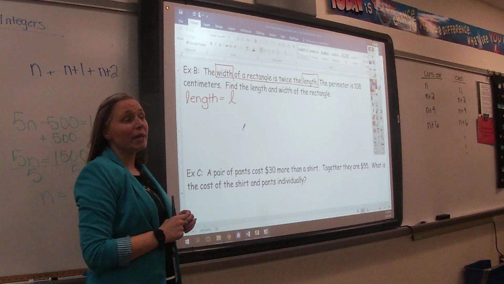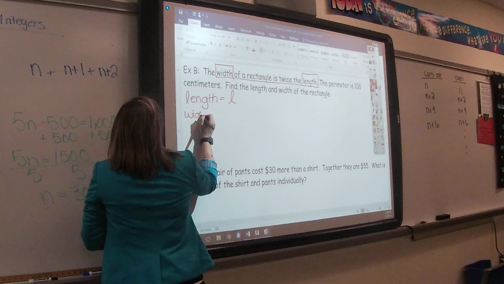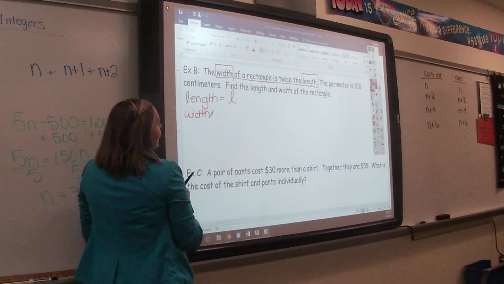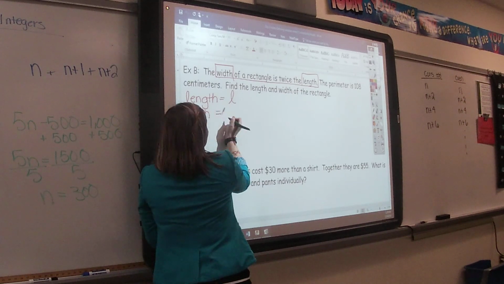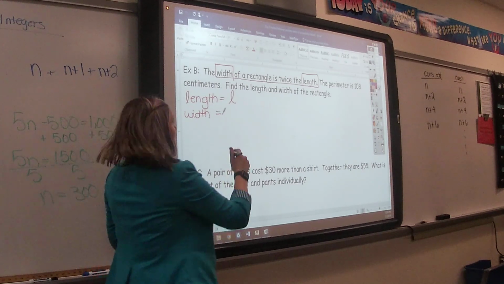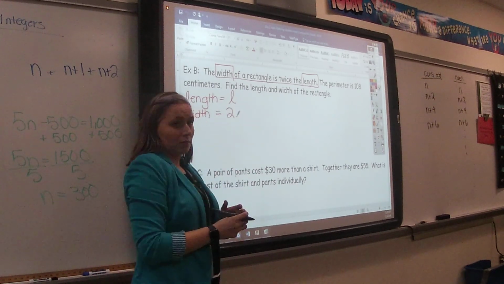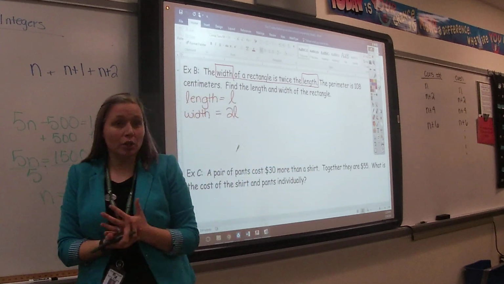Okay, now we're just going to translate what we underlined. So the width of a rectangle is, what do we write for is? Equals twice. What does twice tell us to do? The length. Right, those are all just those key terms that we learned on Friday.